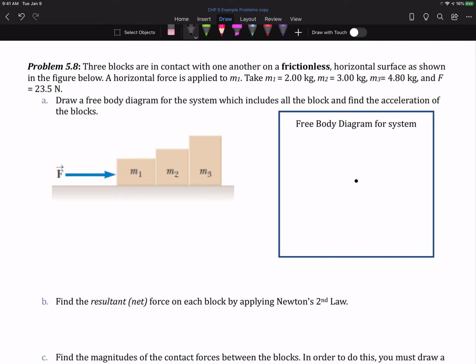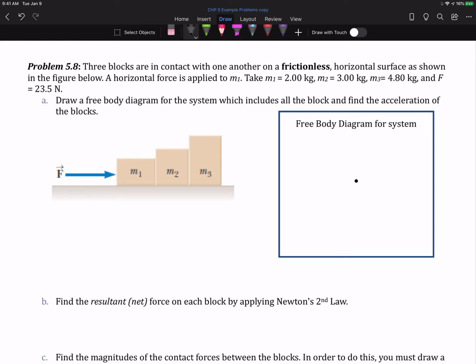Okay, in this example, we have another coupled system of 3 blocks that are in contact with one another, and they're on a frictionless horizontal surface, so no friction again, which makes this problem a little bit easier. A horizontal force is applied to mass 1, and we're going to take the masses to be 2 kilograms, 3 kilograms, and 4.8 kilograms with a force of 23.5 newtons.